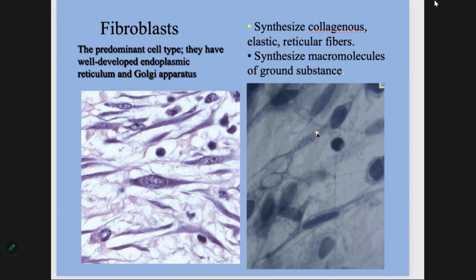According to their function, look at the morphology of fibroblast. So fibroblast is characterized by many processes. Look at this, irregular in shape because they have many processes. These processes help to synthesize the fibers of extracellular matrix.